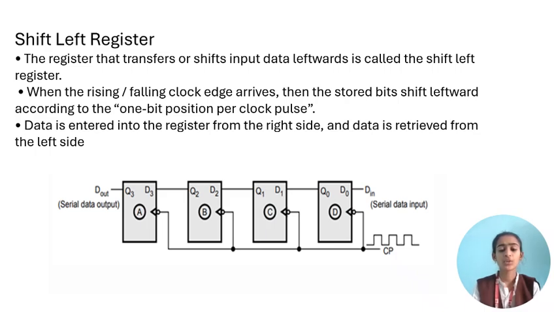1 bit position per clock pulse. Data is entered into the register from the right side and the data is retrieved from the left side. This is the shift left register.